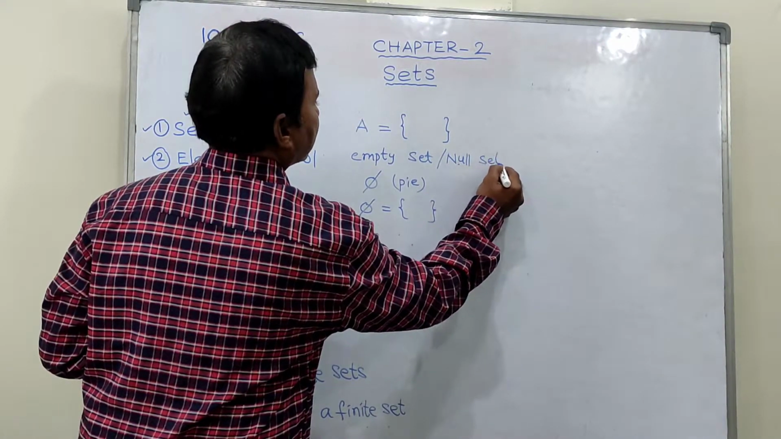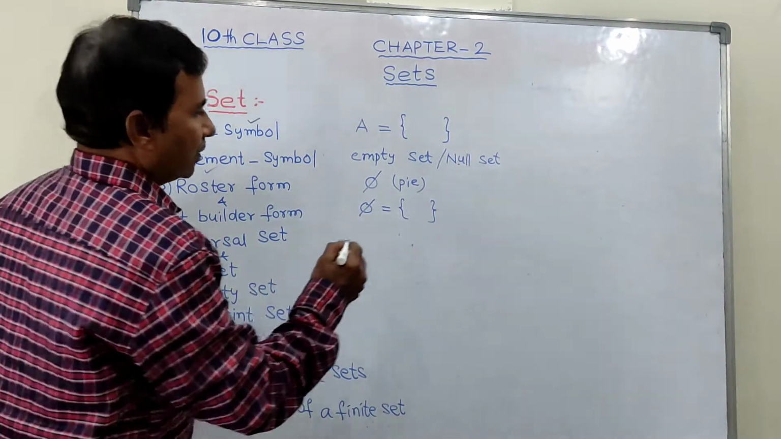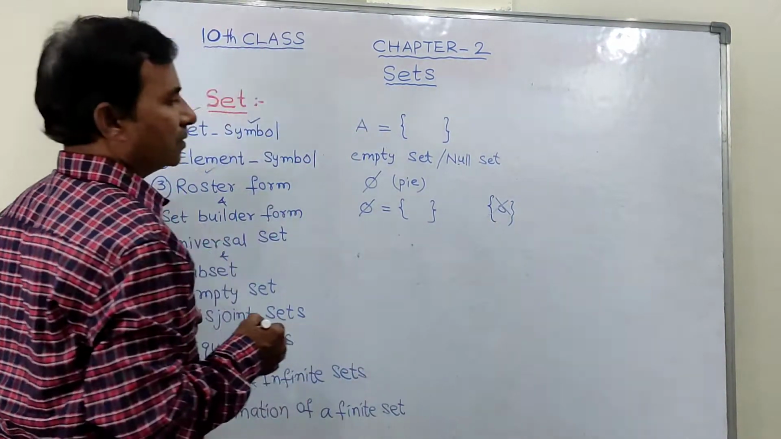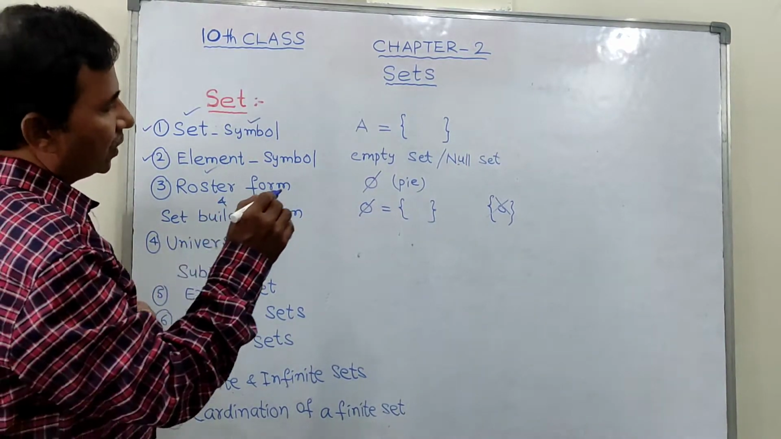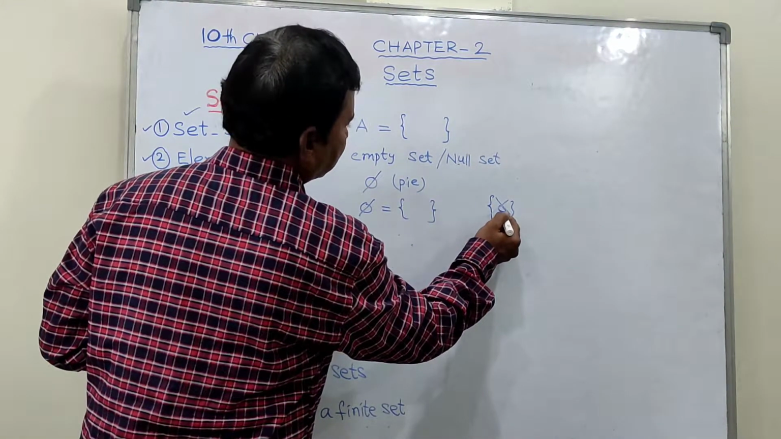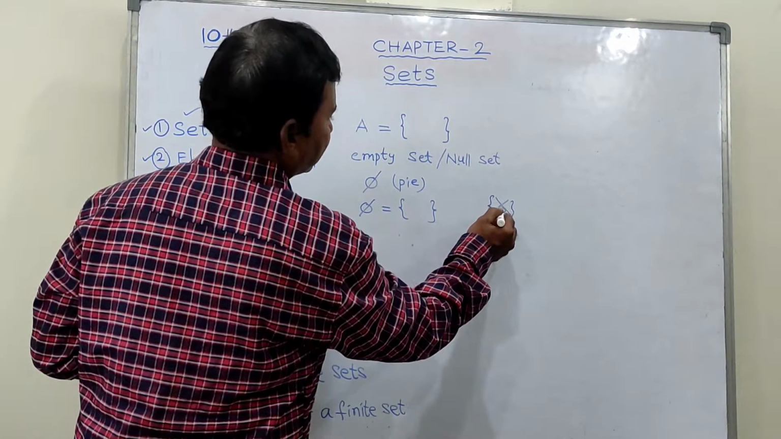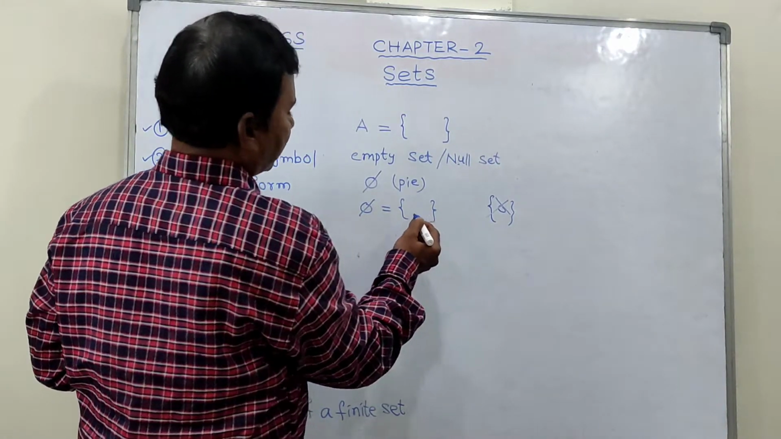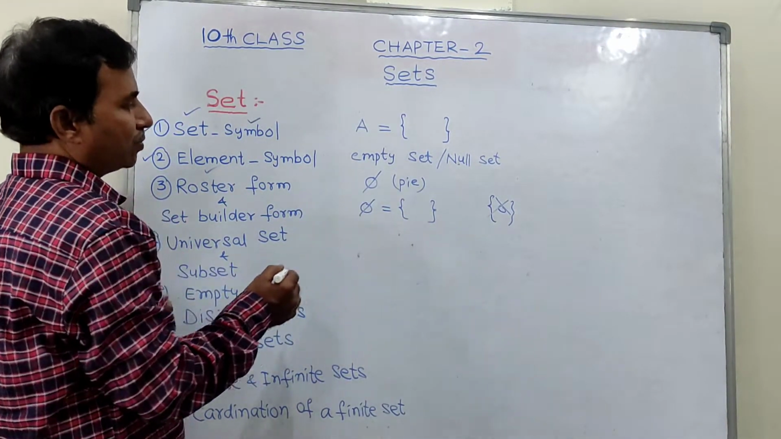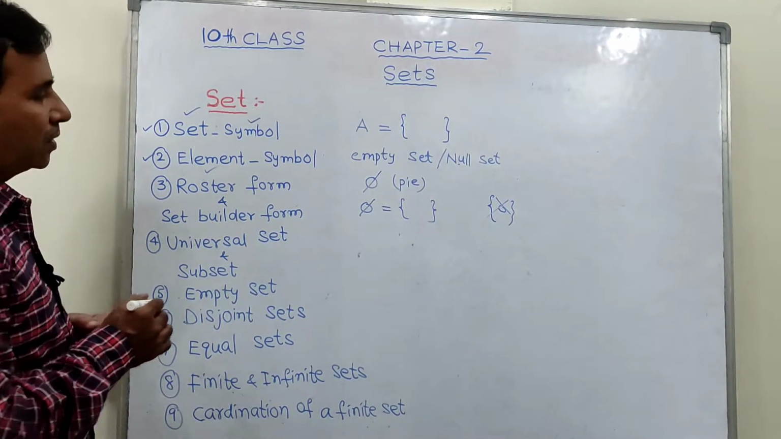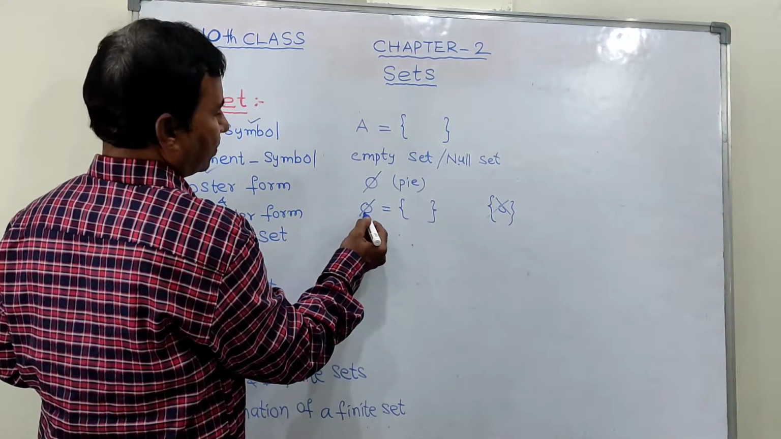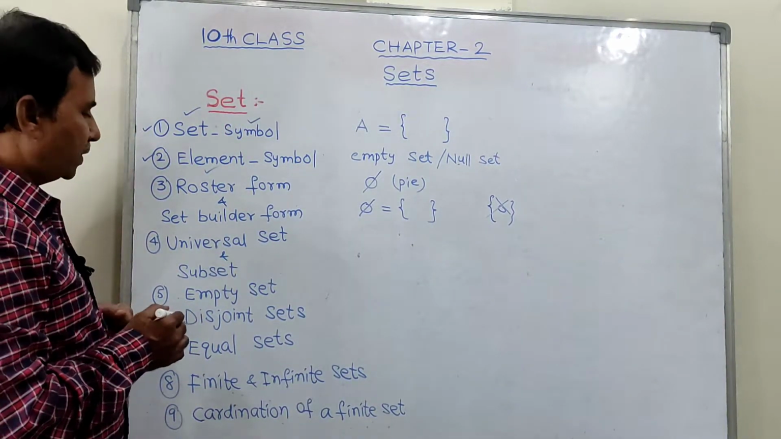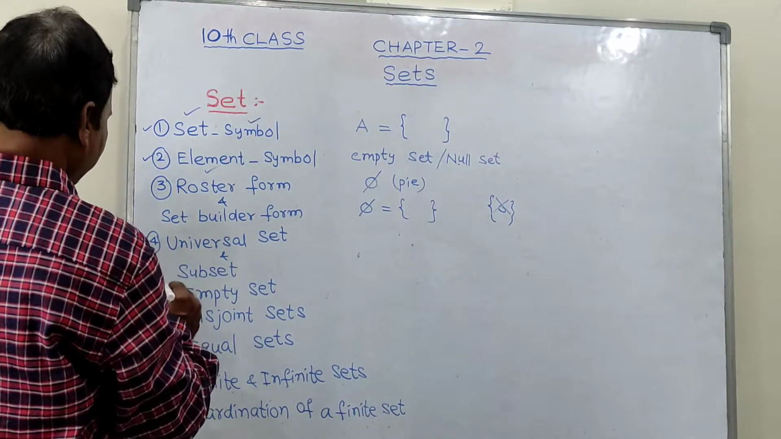Means no element will be there inside. We should not write 0 also inside of the null set. 0, if you write, it means that 0 is one element in the given set. So, we should not write 0. Simply we should write an empty set, that we will call it as empty set represented with pi. So, wherever we will have pi in the given problems, we will write an empty set without any elements. This is about empty set.